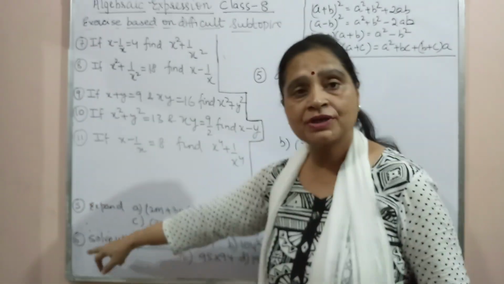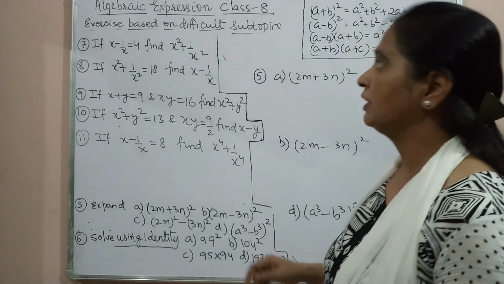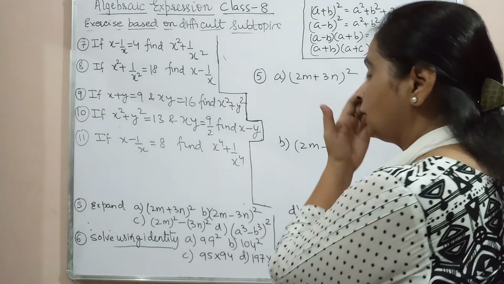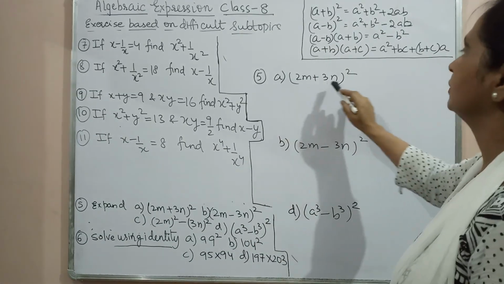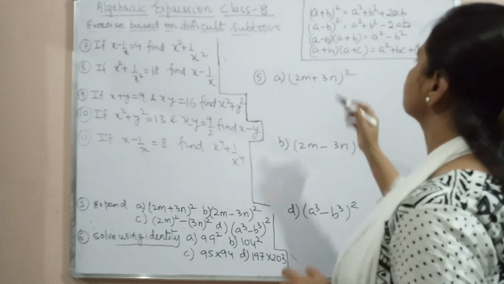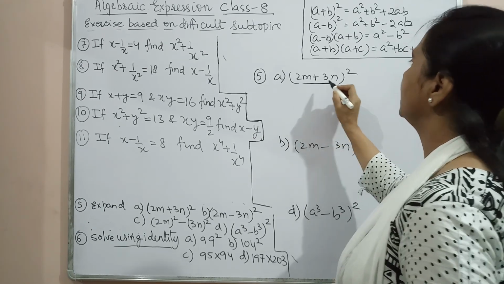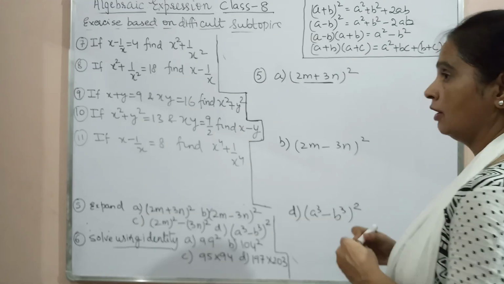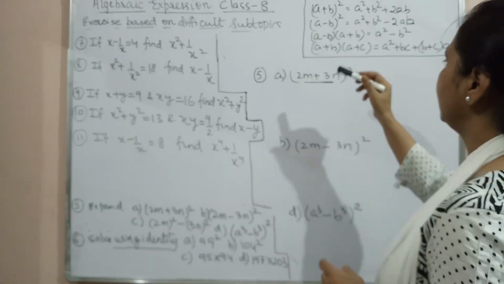Now these are the two questions which were remaining, and I have added a few more sums, and that will complete our chapter. Now let us see the fifth question. We have been asked to expand this. Now this is a factorized form. 2m plus 3n is a factor which is multiplied with itself 2 times. Alright, now this is to be expanded.